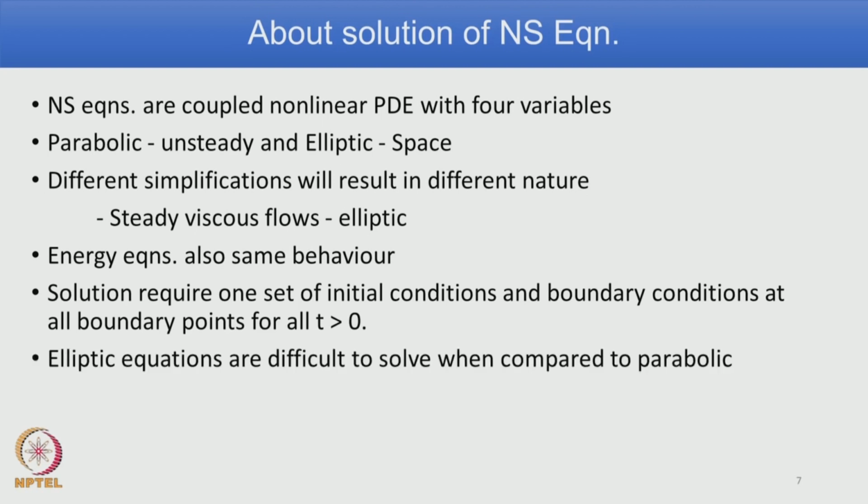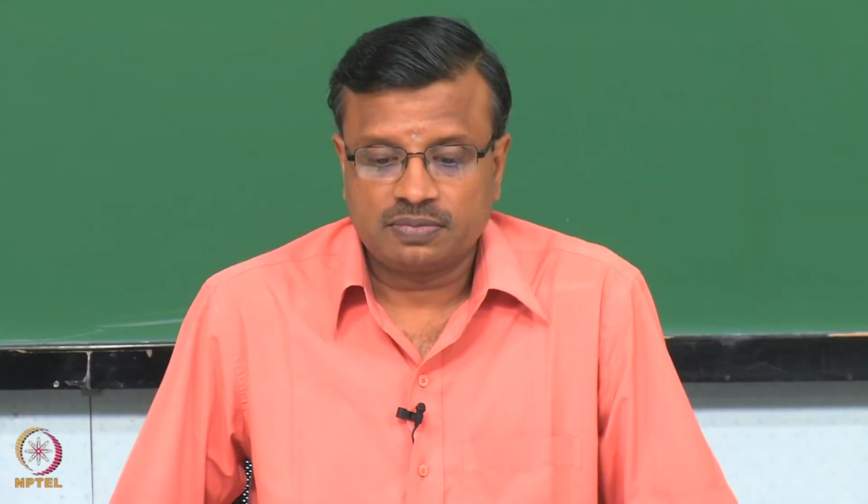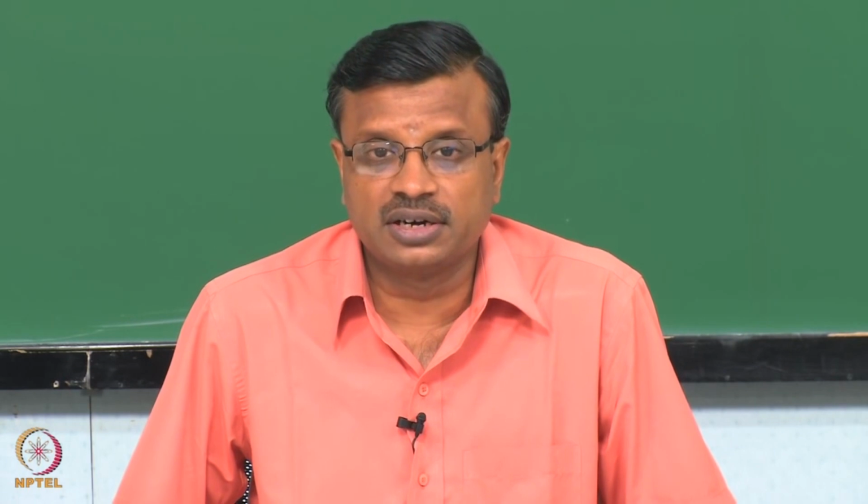Elliptic equations are generally very difficult to solve when compared to parabolic. So, usually what we do is convert a steady problem, for example the steady viscous flow equation given here, which is an elliptic equation and difficult to solve, into an unsteady problem by adding a time derivative term. Now, you march the solution until you get the desired solution, that is, until you reach steady state condition.